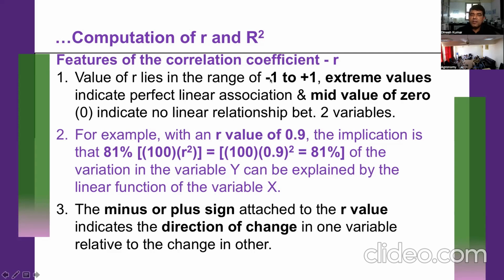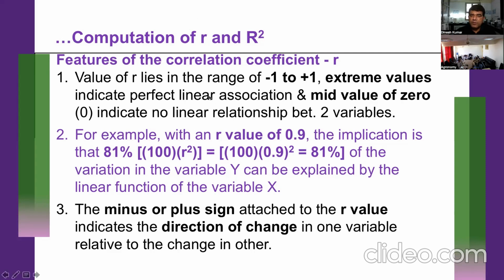Sign tells us the direction of change. If you have negative correlation, then the values will be in minus. If you have positive correlation, the value will be in plus. But the higher values indicate higher correlation between two variables.